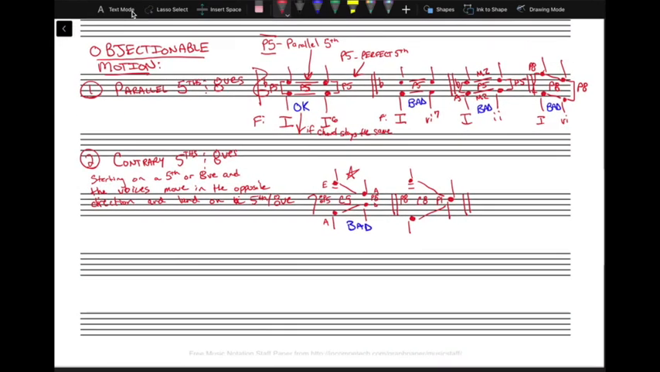The third type is called unequal fifths. Unequal fifths is when you go from a diminished fifth to a perfect fifth between the bass and another voice.